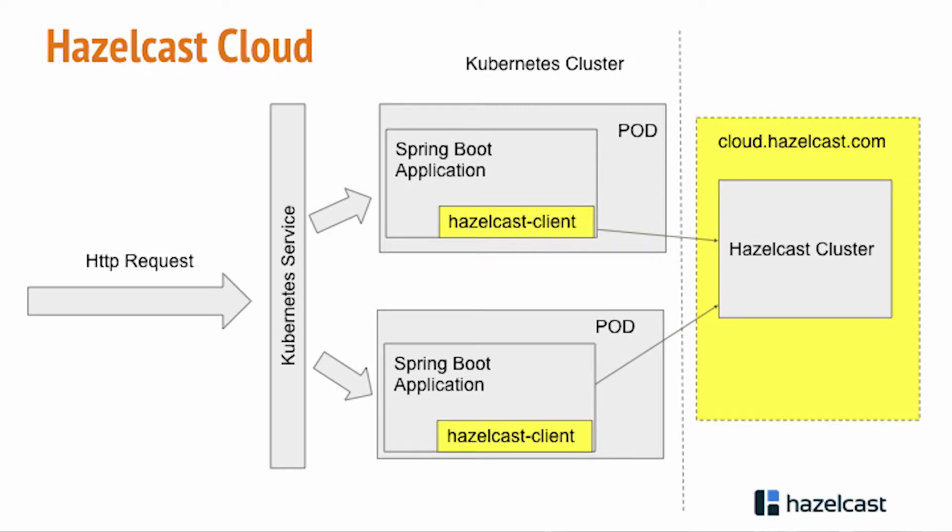Hazelcast Cloud is a managed service provided by Hazelcast. If you don't want to manage or deploy your Hazelcast cluster yourself, you can just go and subscribe to cloud.hazelcast.com. You create a cache cluster over there. There are some free versions also. And in your microservices, you can directly connect to that cache cluster as a managed service so that you don't have to maintain a cluster.